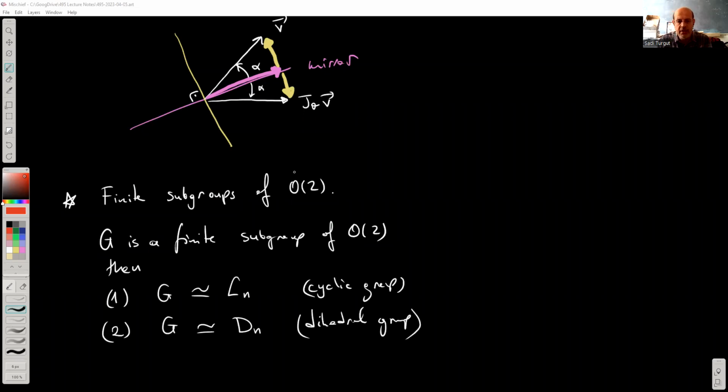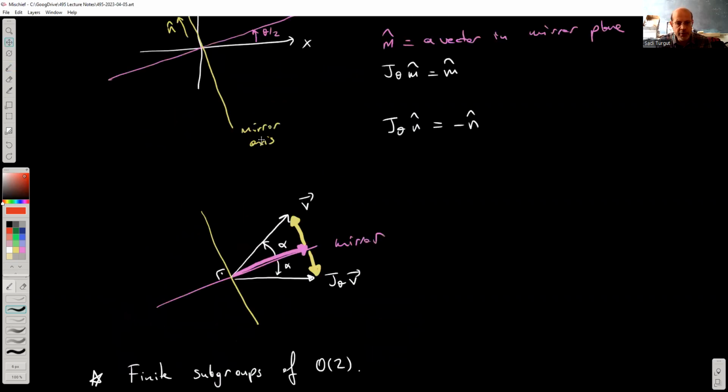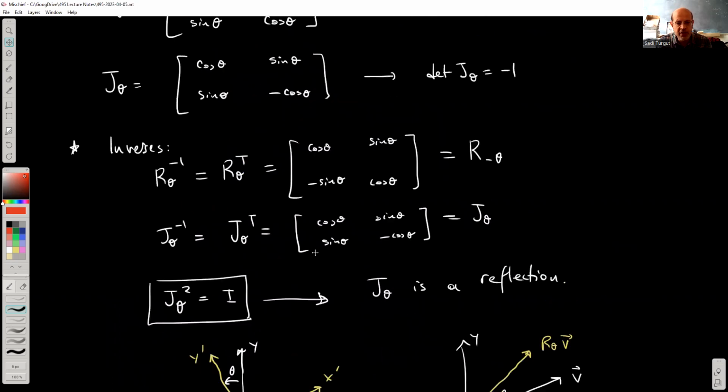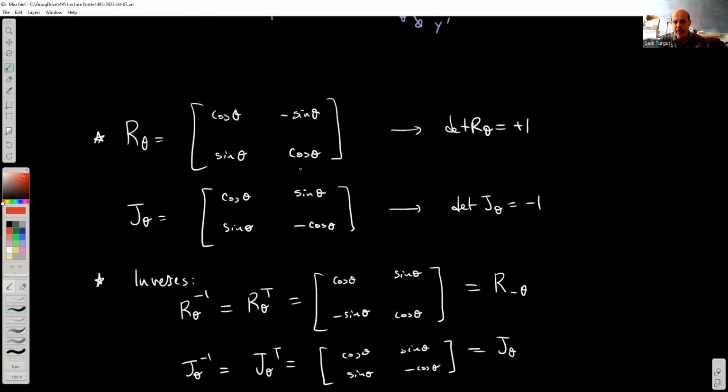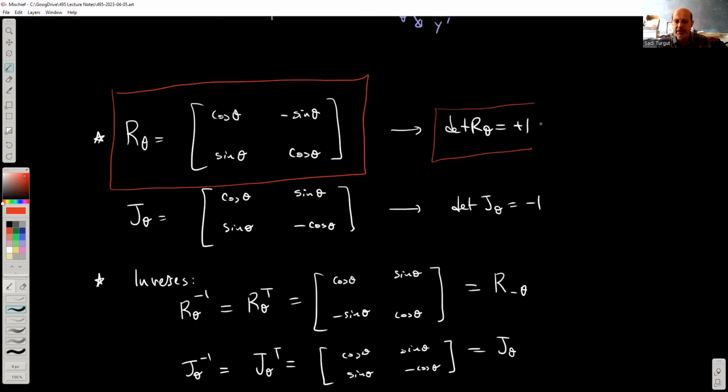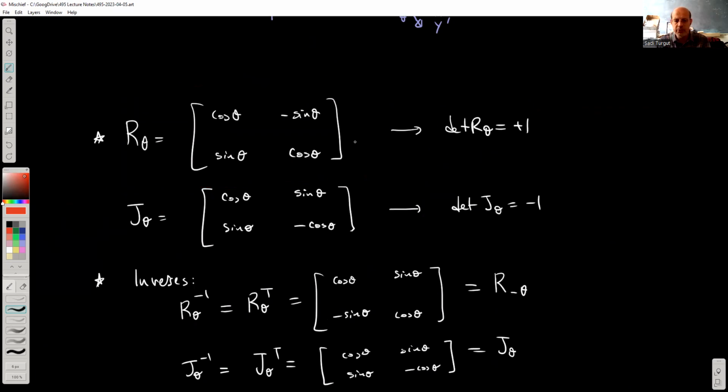So we have essentially talked about the two-dimensional rotational group, the orthogonal group O2, right? We have seen that there are two kinds of elements in there. What we call the proper rotations are matrices where the determinant is +1. These are rotations by an angle theta.